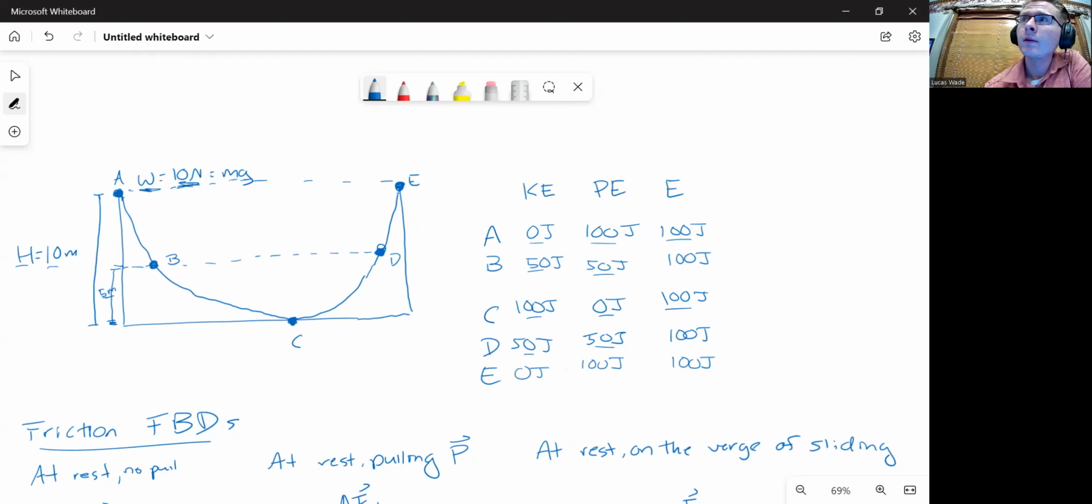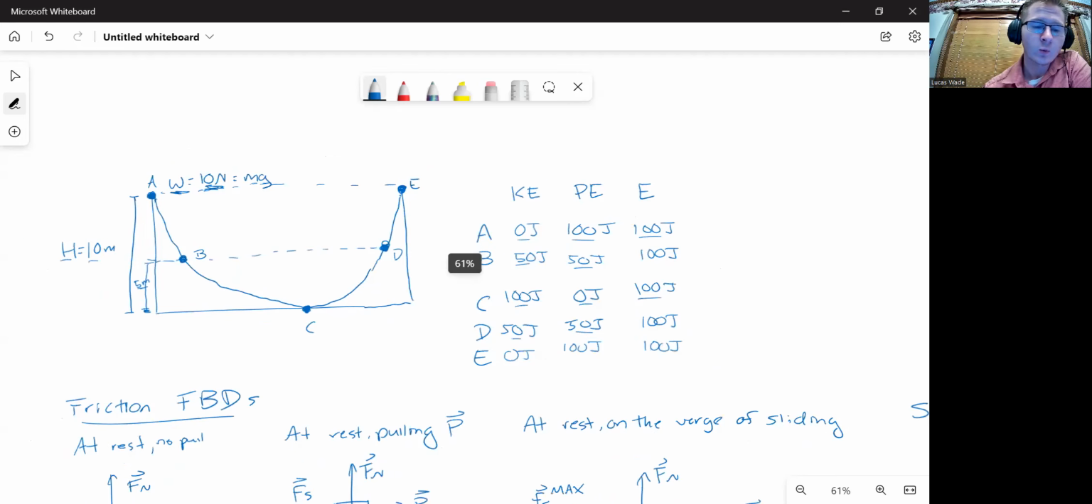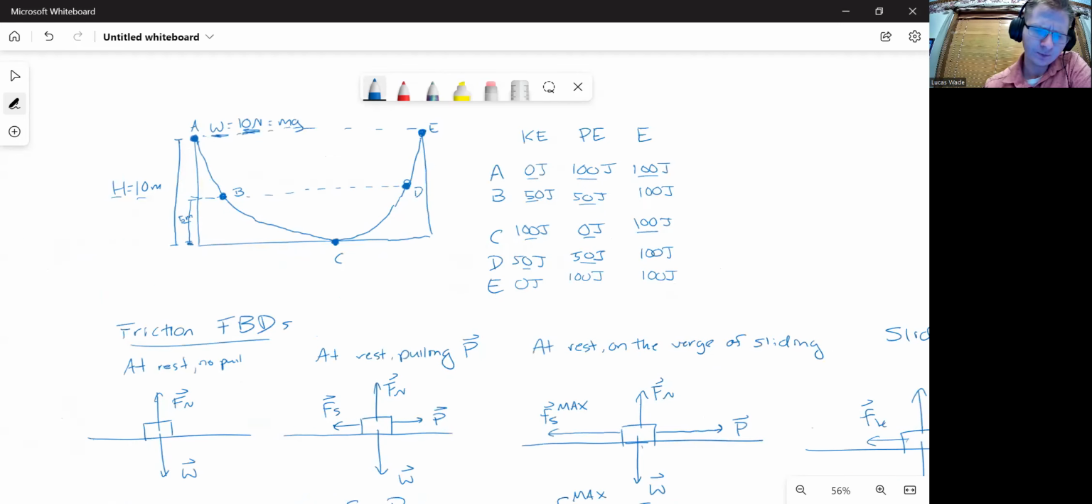So we see that as the object moves from A to B to C, it's losing potential energy and gaining kinetic energy. As it moves from C to D to E, it is losing kinetic energy and gaining potential energy. But the total mechanical energy, the sum of kinetic and potential, is always the same throughout the motion, assuming again that no non-conservative forces like friction, tension, normal force, or interactions with other objects do any work during this motion.